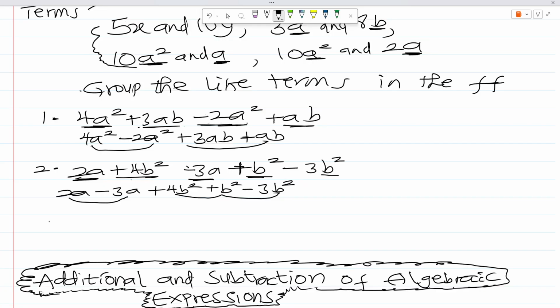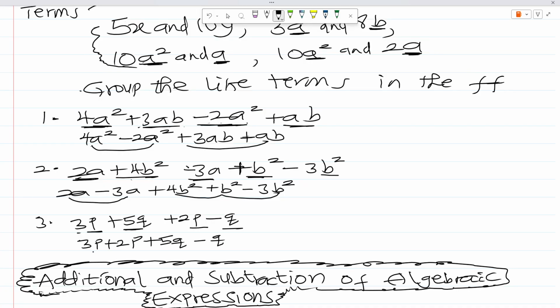Now the last example, example 3. So we have 3p plus 5q plus 2p minus q. Now let's count through. We have p here. So we are going to go to the next one. We also have p here. So we have 3p plus 2p. Then the next one is q, right? Plus 5q. And the last is minus q. And we have successfully grouped them.